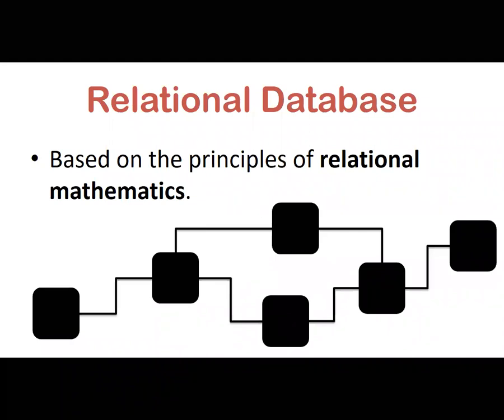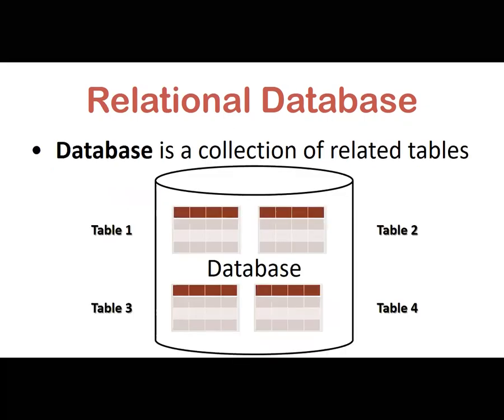Okay, what is this relational database? It is based on the principles of relational mathematics. So it's based on relational mathematics for this database structure. Okay, so this is the database. In a relational database, it's a collection of related tables. You can see table 1, table 2, table 3, table 4. Likewise, those tables are interconnected inside this database.